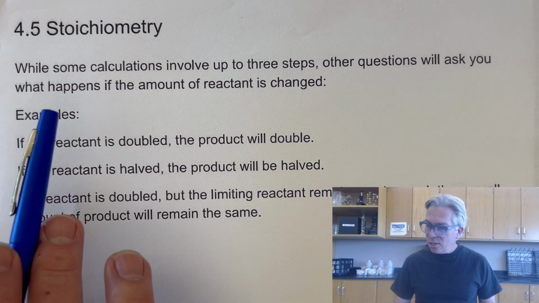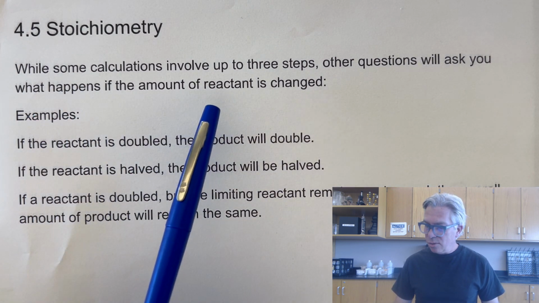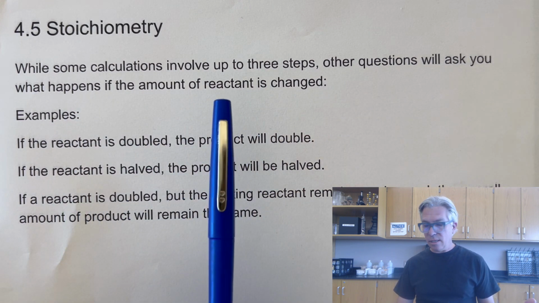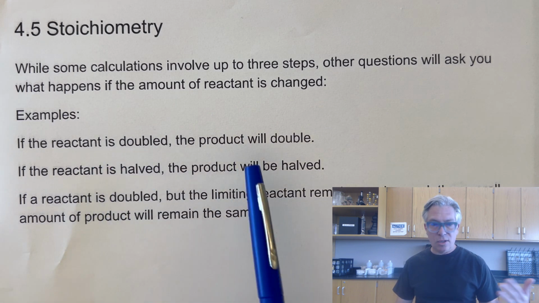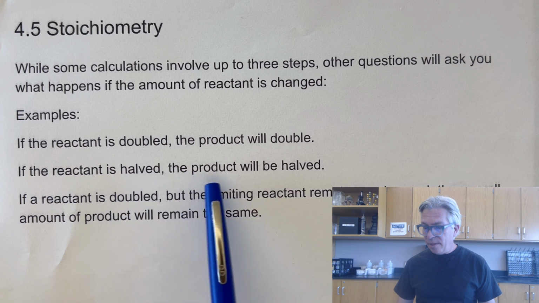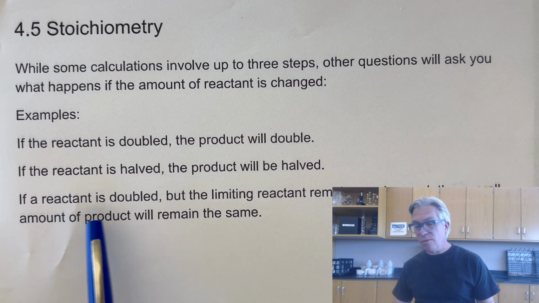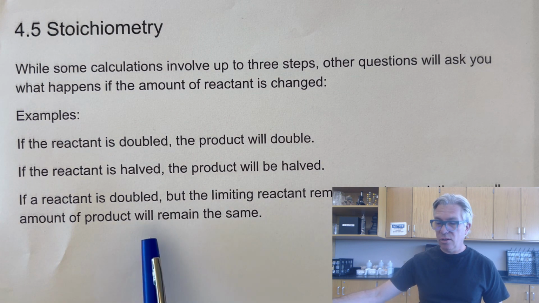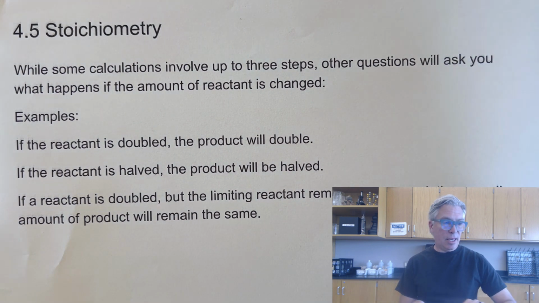While some calculations involve up to 3 steps, other questions will ask you what happens if the amount of reactant is changed. If the reactant is doubled, the product should double, all other things being equal. If the reactant is halved, the product will be halved. If a reactant is doubled but the limiting reactant remains unchanged, then your final product is going to remain the same as well. So some general ideas about that, and we're going to see some problems.